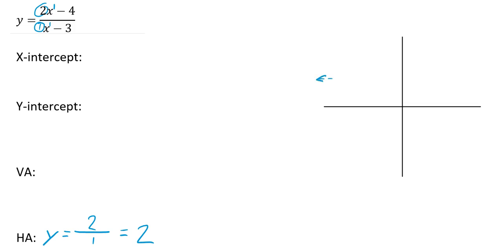So on my graph, I'm just going to put a horizontal line at y equals 2. I put it dotted because it's not actually part of the graph. It's just a guide to help me graph it. That's the horizontal asymptote, y equals 2.